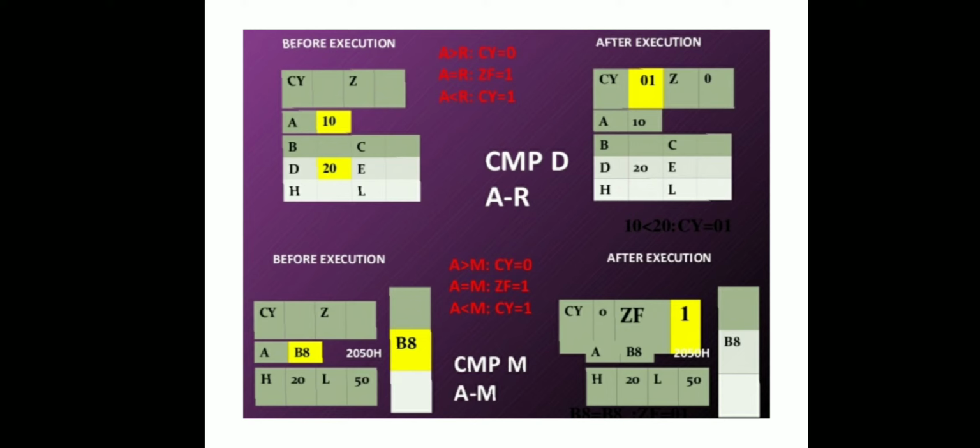Now compare with memory. Here again, the memory location is specified by the HL pair. After execution of this instruction, only the flag register is set. In this example, the content of the memory location and the content of the accumulator are the same. So, the zero flag becomes set, which shows that both the data are the same.